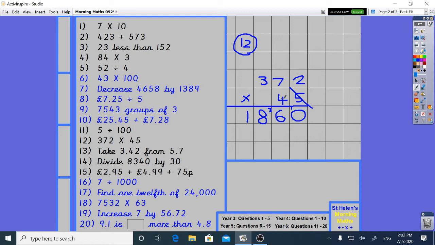This 4 is really 40. So I'll place a 0 here and I can pretend it's 4. 4 times 2, 8. 4 times 7, 28. 4 times 3, 12, plus 2, 14. Lots of adding to do.